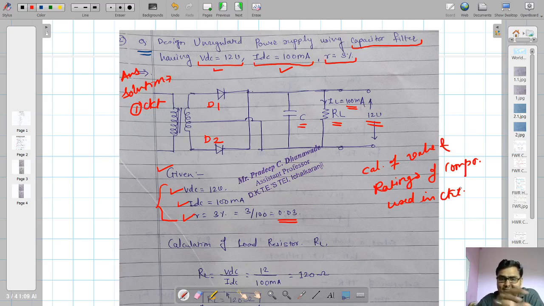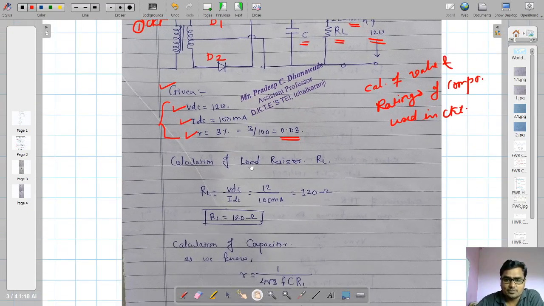Whatever the given data is, based on that I need to decide what I can calculate first. Now in my design statement VDC and IDC are given. It means voltage and current are given, so I can calculate the resistance. That's why I have chosen to calculate the load resistor first. Calculation of load resistor RL.